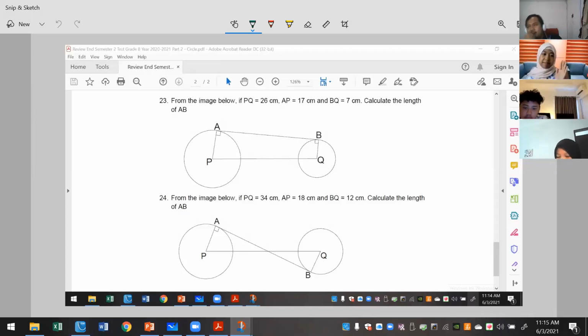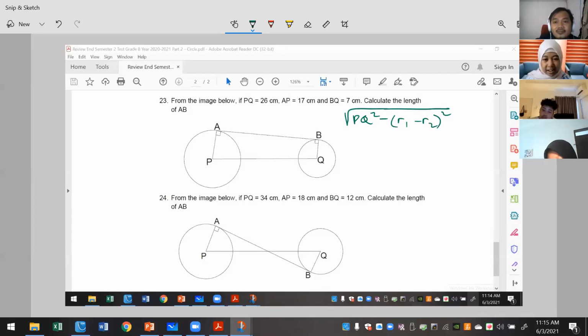What I learned, it's square root of PQ square minus bracket R1 minus R2 bracket square, equals to AB, if I'm not wrong. Yeah, okay, equals to AB.